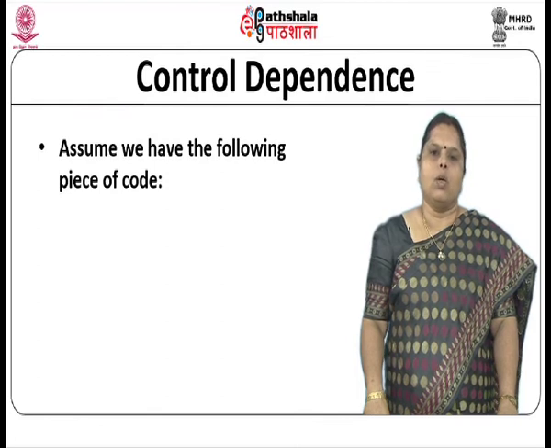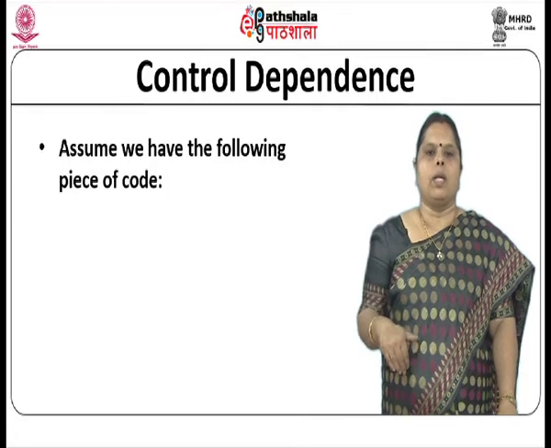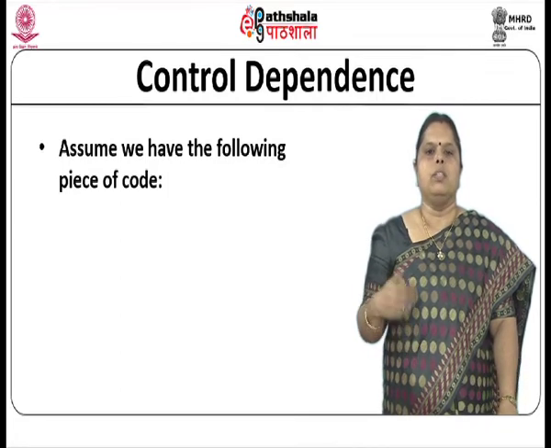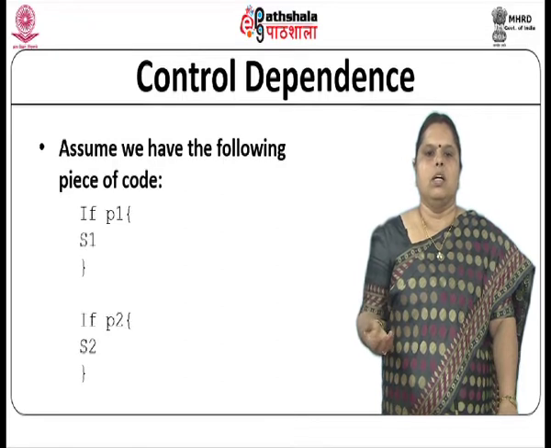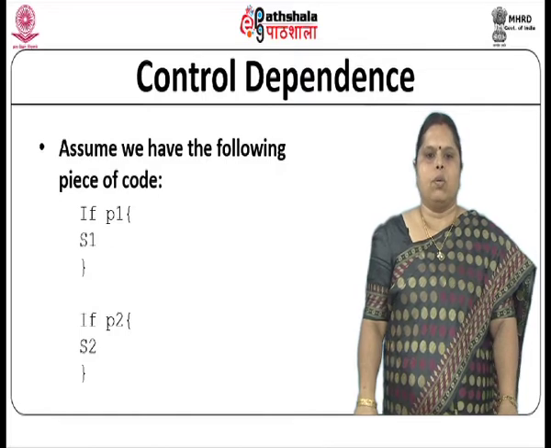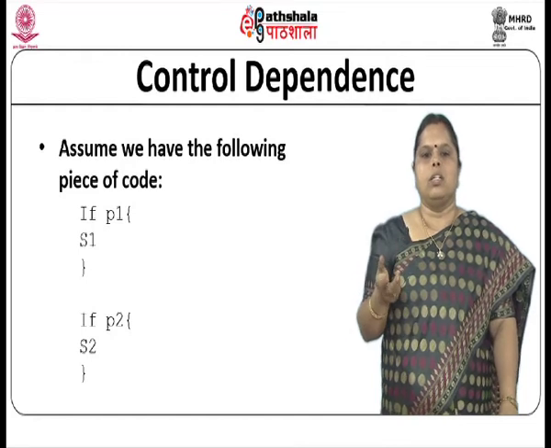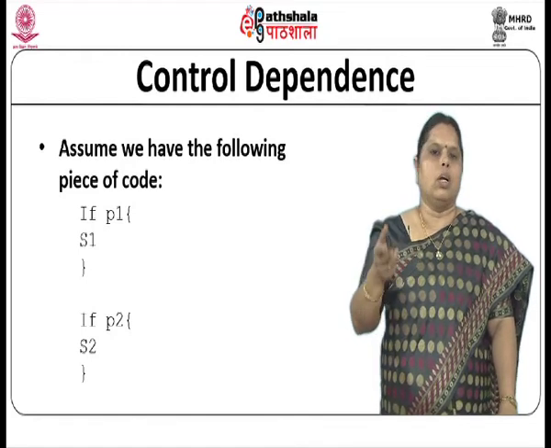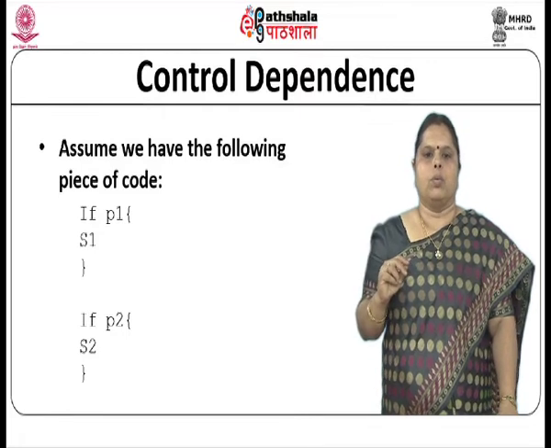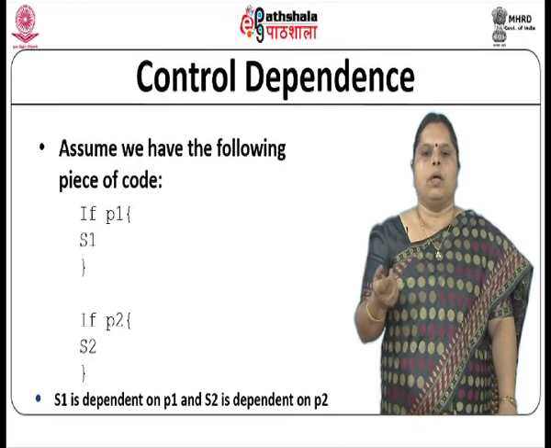We basically talk about what is called a control dependence. Just like data dependencies give rise to data hazards, a control dependence gives rise to control hazards. Let us assume you have a piece of code like this. Some condition P1 is being tested for, and based on that a segment S1 gets executed, and then a condition P2 is tested for, and based on that another segment S2 gets executed. Now you know that S1 is dependent on P1 and S2 is dependent on P2.